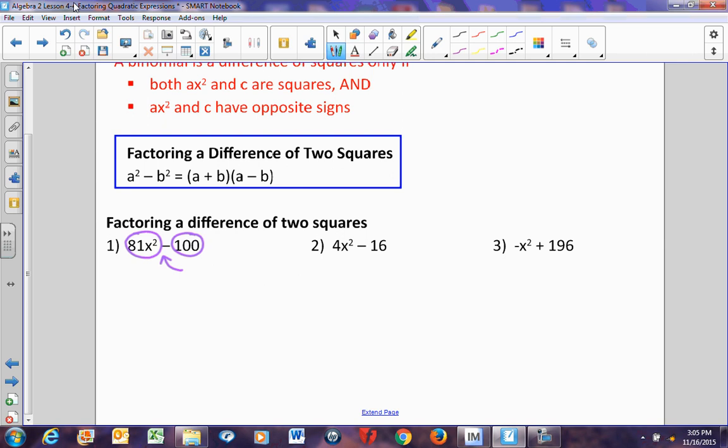So I simply figure out that my a term is the square root of 81x squared, and my b term is the square root of 100. Remember, it's not the square root of negative 100. You let the formula take care of your positive and negative signs. So the square root of 81x squared is 9x, the square root of 100 is 10. So you get 9x plus 10 times 9x minus 10.